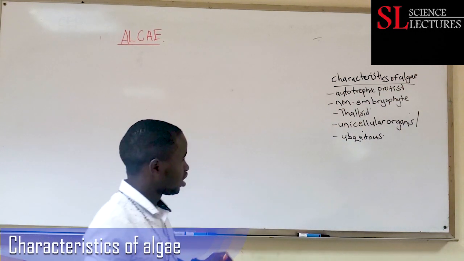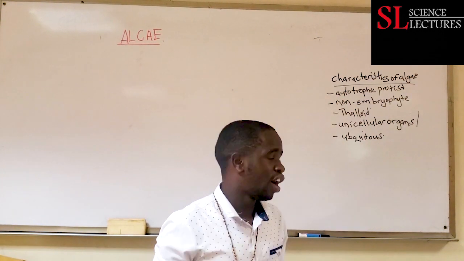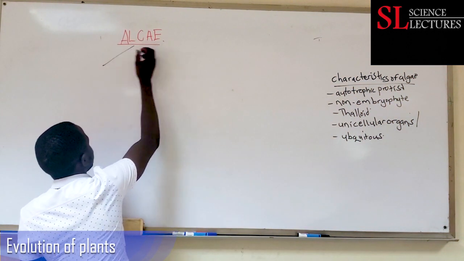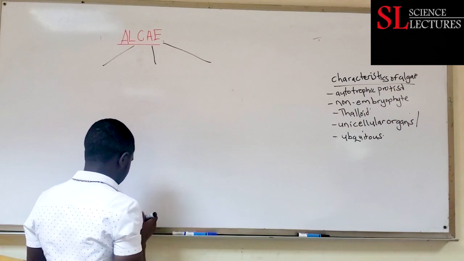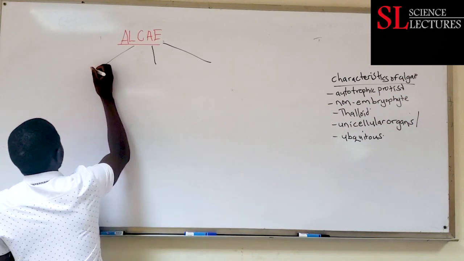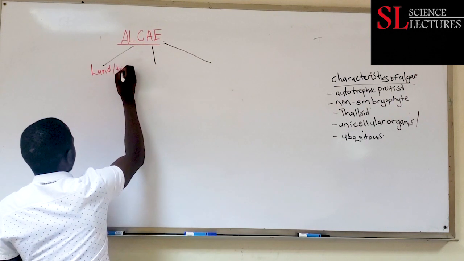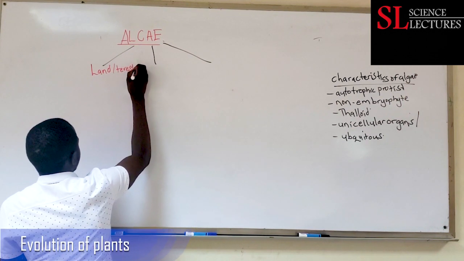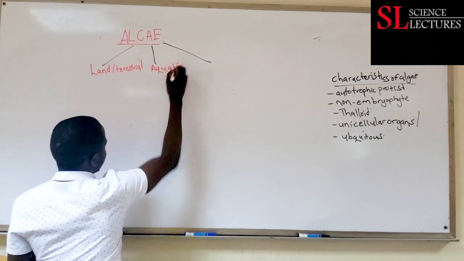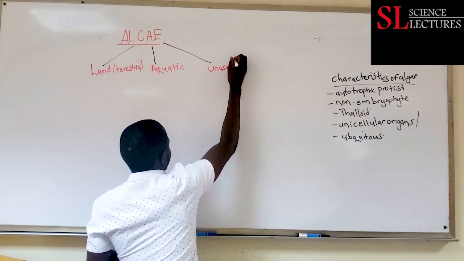After having looked at these few characteristics of algae, I want us to discuss the various algal habitats. Algae occupies three major types of habitats. Number one, algae can be found on land, or what they call terrestrial. Then number two, algae can be found in water, what they call aquatic algae. Then algae can also be found in unusual habitats.